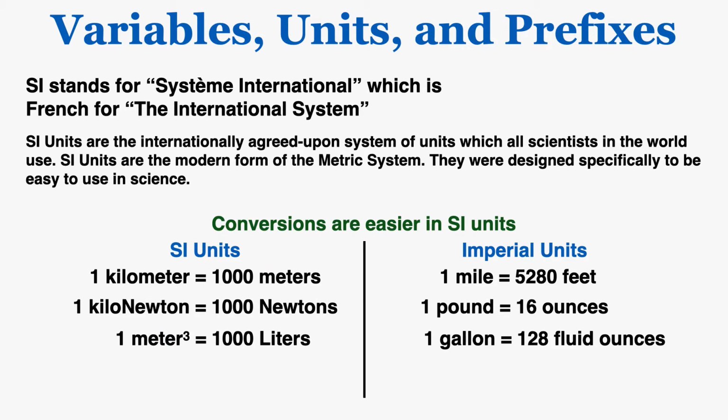We measure force in pounds. SI units were very specifically designed to be very, very easy to use in calculations. In an SI unit, 1 kilometer is equal to 1,000 meters, so that's a very easy to understand number, whereas in imperial units, 1 mile is equal to 5,280 feet, which is much more difficult to remember and do calculations with. So SI units were very specifically designed to be easy to use in science.